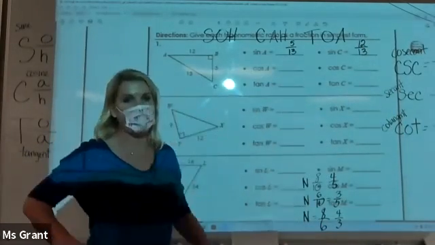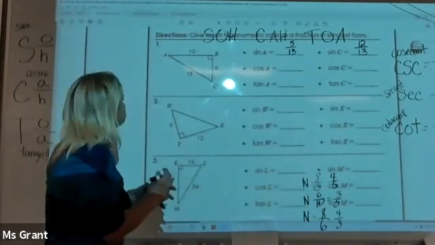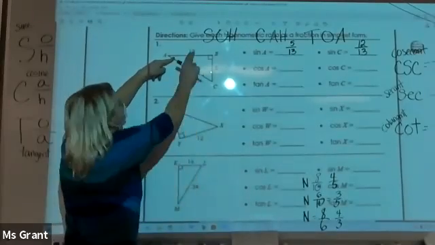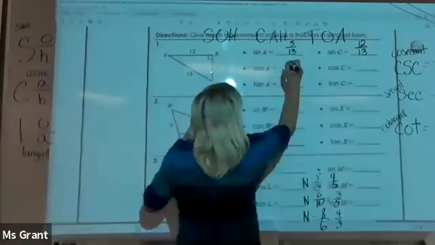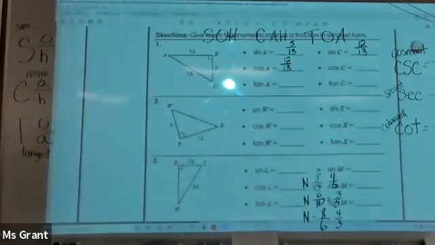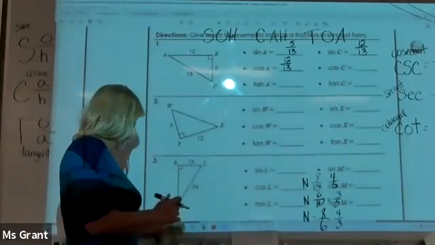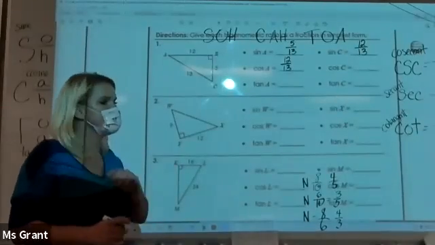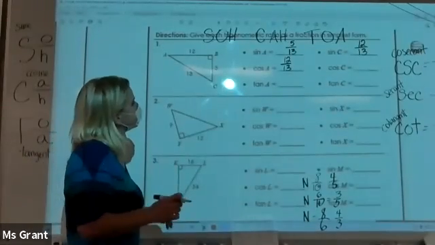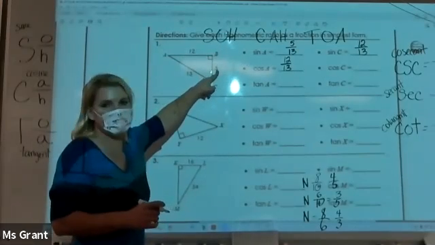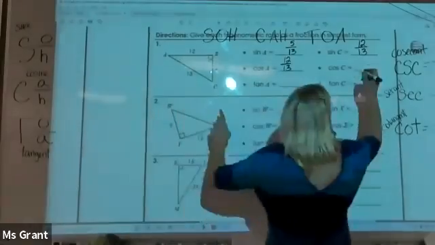Cosine of angle A. Now, adjacent over hypotenuse. Angle A. Adjacent leg. 12 over 13. All right. Cosine of C. Angle C. Adjacent over hypotenuse. Adjacent is 5. Hypotenuse is 13.